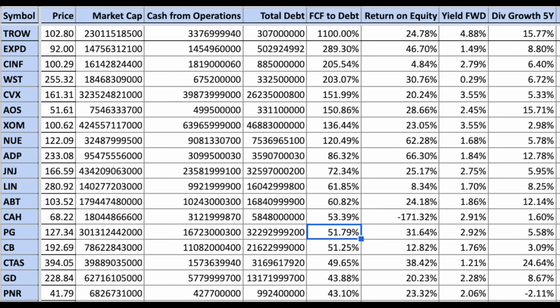So this is how I ranked the aristocrats. First, I sorted the file by the free cash flow to total debt ratio, from highest to lowest, and assigned the 64 aristocrats a rank from 1 to 64. If any aristocrats had the same ratio, I would assign the same rank to both. This only occurred a few times across all of the criteria. I then repeated this process for the return on equity, the forward dividend yield, and the 5-year dividend growth rate. Finally, I added the 4 rankings together to generate a composite score.